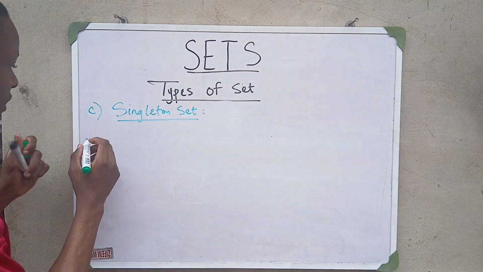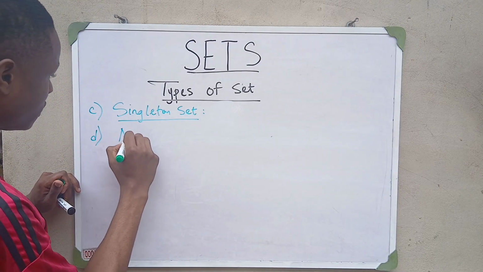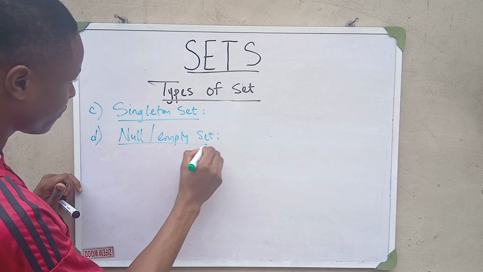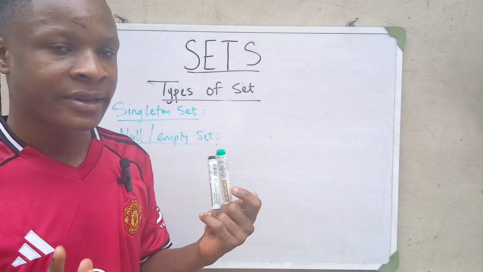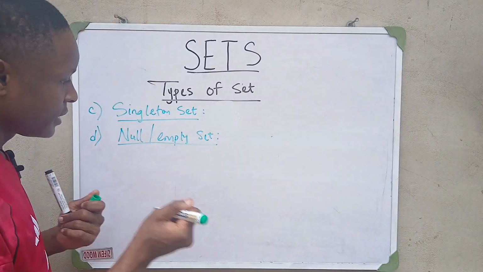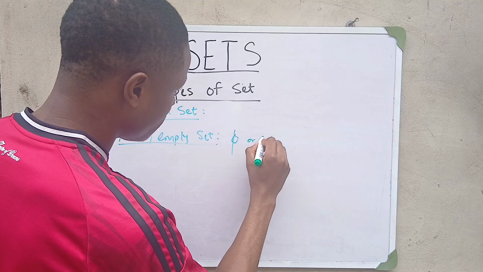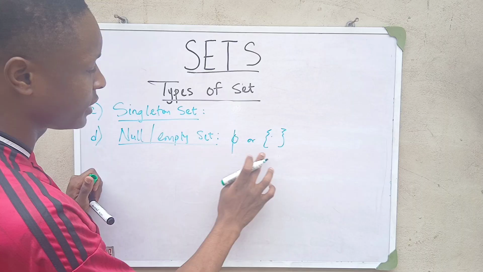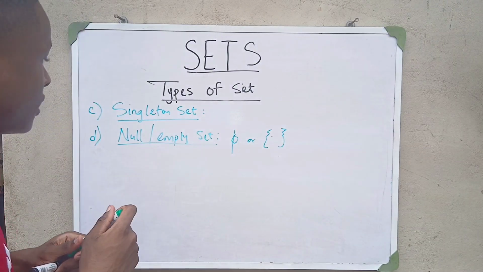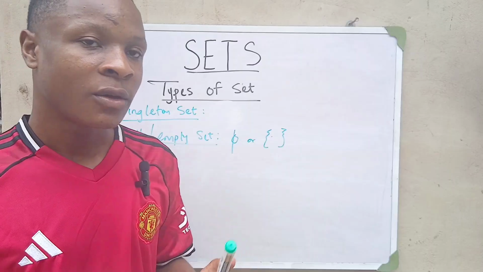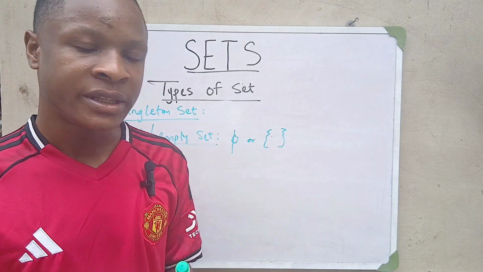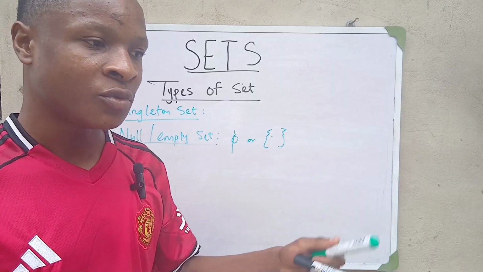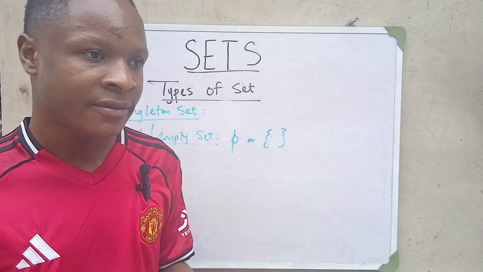Now the fourth set is called the null or the empty set. From the name, empty set, it doesn't have any elements in it. The empty set is written with this symbol or braces without any elements in it. So either this or this is how we write an empty set. An example of an empty set is the set of odd numbers that can be divisible by 2 without a remainder. There is no odd number that you can divide by 2 without having a remainder.